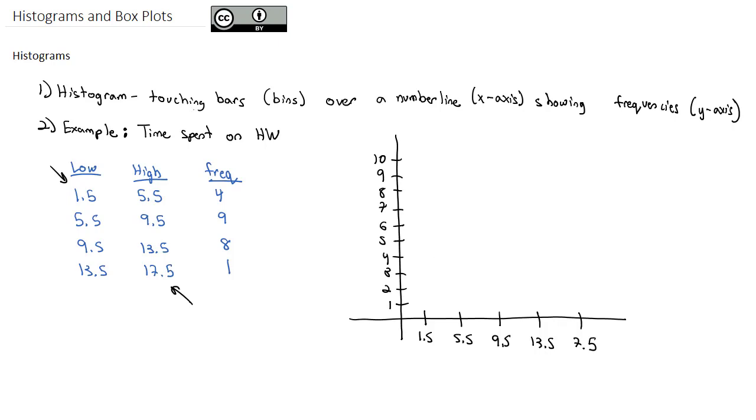So I can see that the first class, which went from 1.5 to 5.5, had a frequency of 4. So I'm going to take the range from 1.5 to 5.5 and give it a bar with a height of 4. The second class went from 5.5 to 9.5. It had a frequency of 9, so I'm going to give that range from 5.5 to 9.5 a height that matches the frequency of 9.